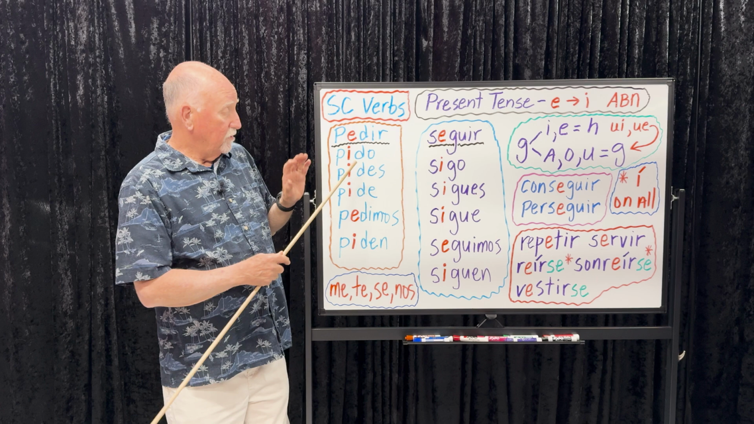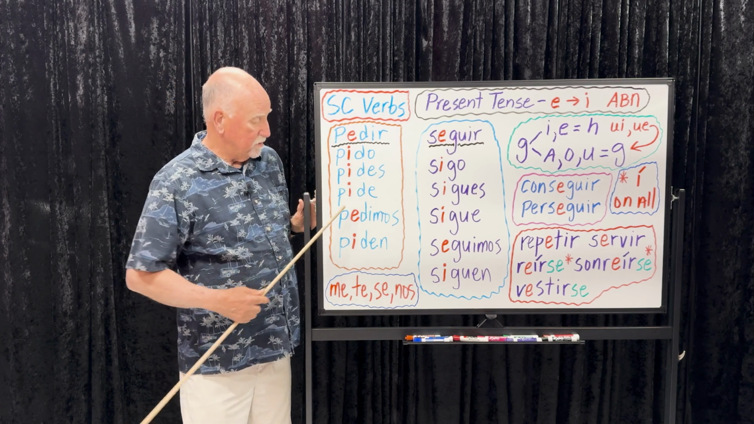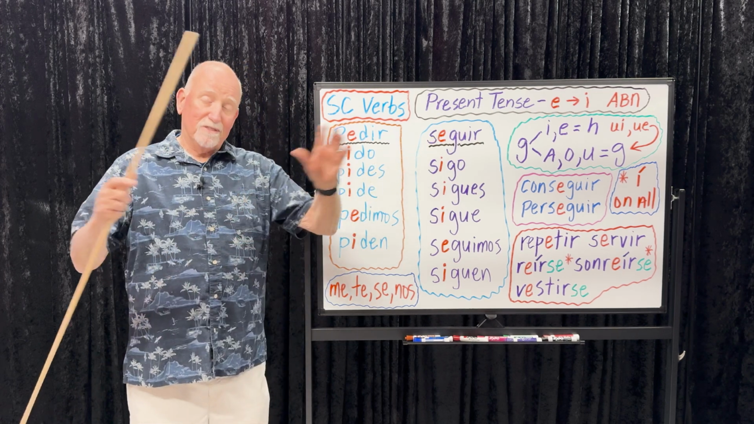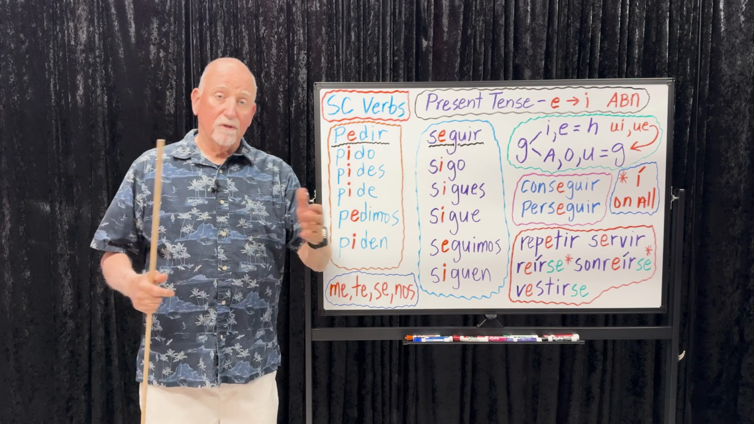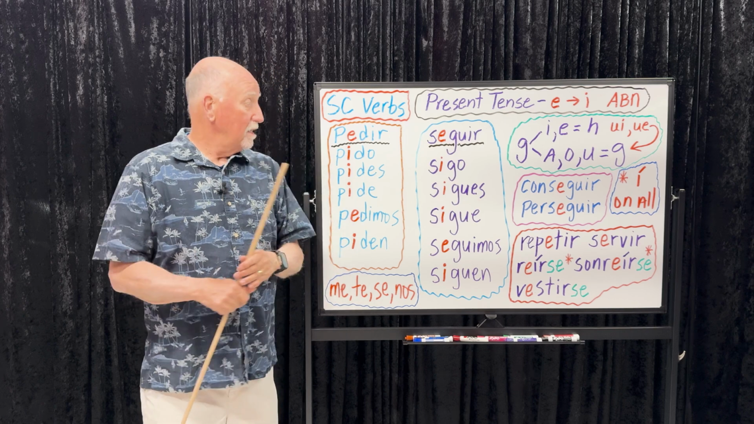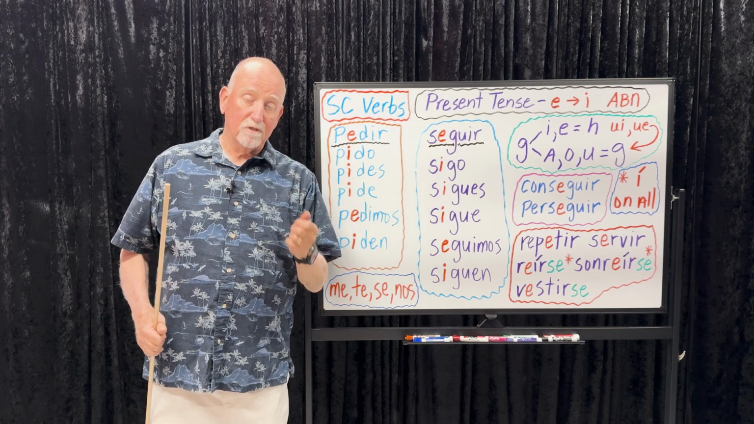Pedir, we don't have to do anything with a U. Pido, pides, pide, pedimos, piden, straightforward. Seguir, it's a special guy, right? It's a special guy and you have to learn him, just like we learned the verb ir, to go: voy, vas, va, vamos, van. Seguir is sigo, sigue, sigue, seguimos, siguen.